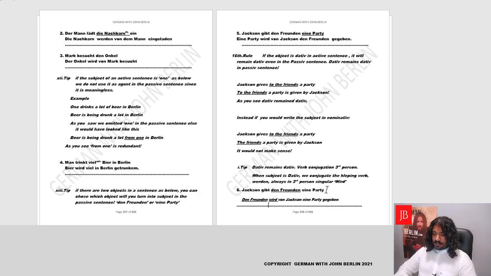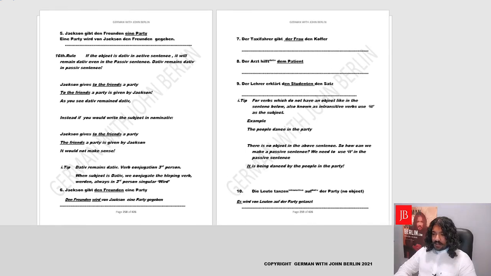We'll conjugate it in third person, irrespective of this subject here. Though it's plural, we'll write only wird. Den Freunden wird von Jackson zu einer Party eingeladen. Oh, okay, not eingeladen, sorry. Den Freunden wird von Jackson eine Party gegeben. To the friends, a party is being given by Jackson.